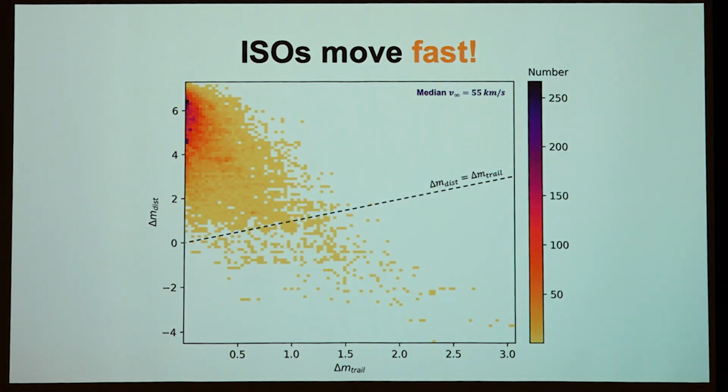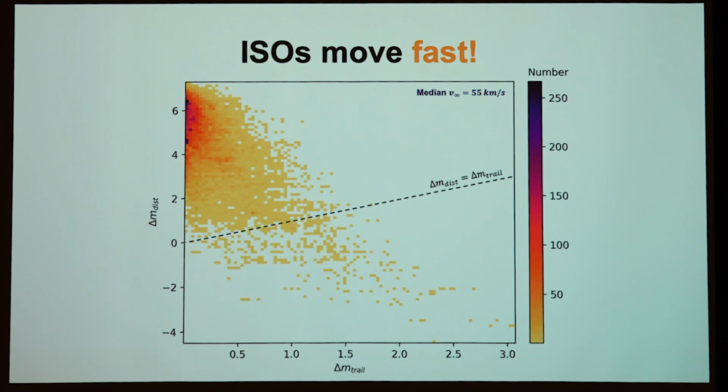Now, because they're also moving fast, we're going to see more trailing than you would expect for an NEO. So what I've plotted here is the trailing losses versus the effective distance for each image of an ISO in the LSST field of view. You can see most of them are on the left-hand side of the plot, all the way at the top, so very far away. Most of them don't get close enough.